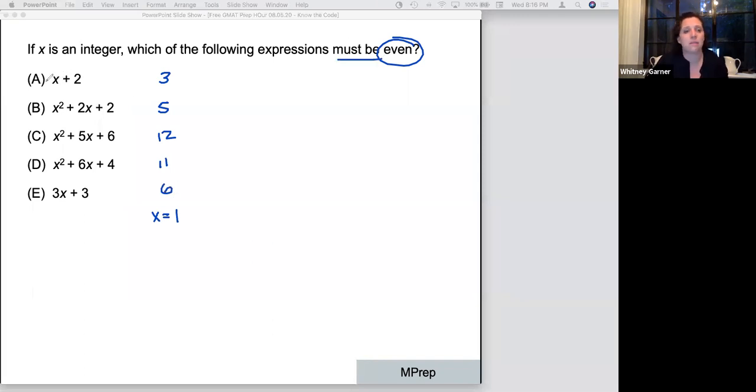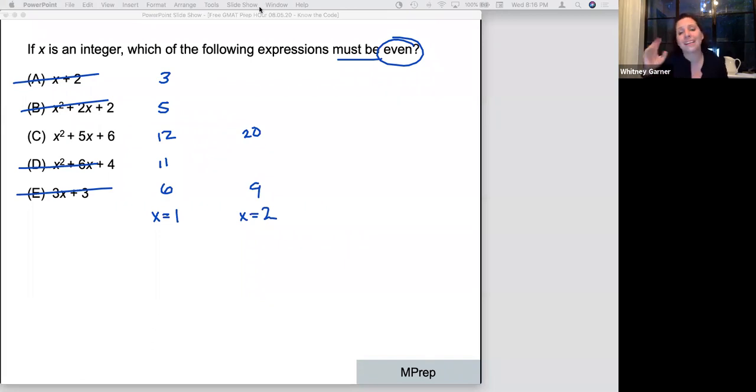If it must be even, then anything that spits out an odd isn't going to fit that criteria. So I'll try another number, X equals 2, and I'll just test the remaining. So 4 plus 10 plus 6 is 20, or 6 plus 3 is 9. E fails. The correct answer is C.